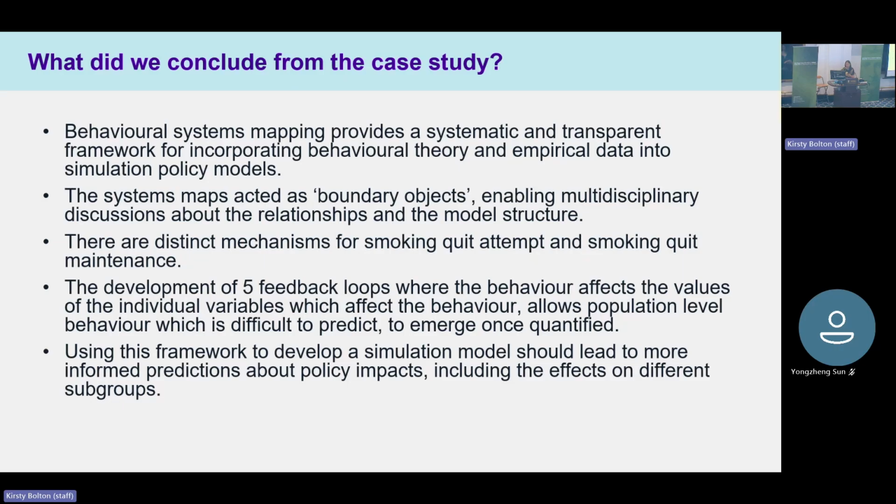The development of 5 feedback loops, where the behaviour affects the values of the individual variables which affect the behaviour, allows population level behaviour, which is difficult to predict, to emerge once quantified. And using this framework to develop a simulation model should lead to more informed predictions about policy impacts, including the effects on different subgroups.